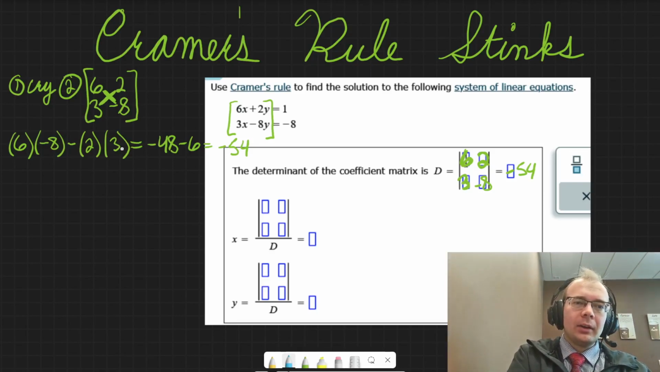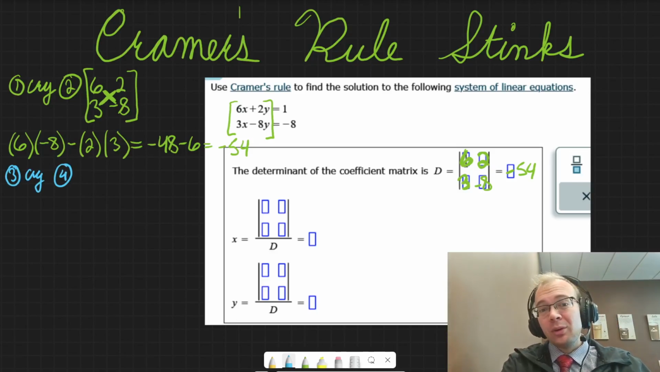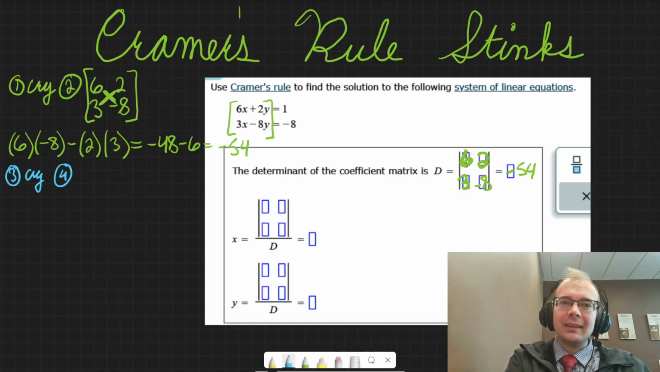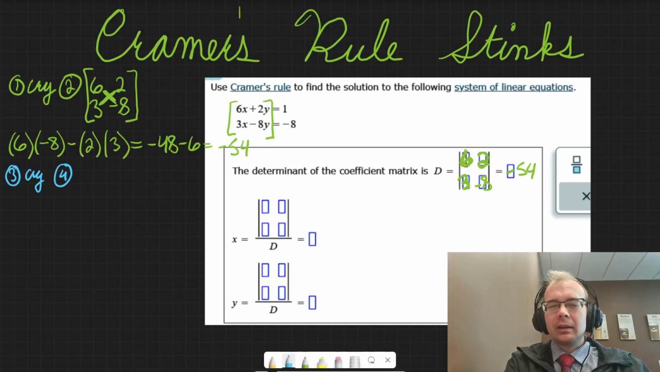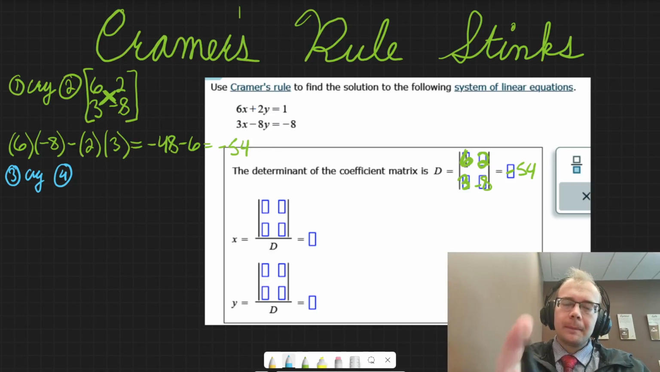All right, so we got the determinant. Step 3, cry some more. Step 4, we need to find some more determinants. We need to find the determinant of x this time. How do we do that? You kind of find x by ignoring x. It's kind of weird. So basically if I get rid of this and I ignore the x column, you should ignore your x anyways. There's a reason why they're your x, right?